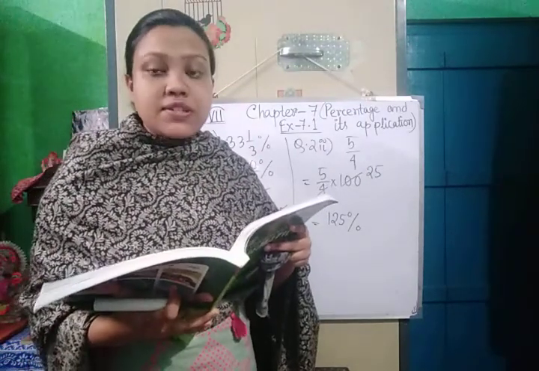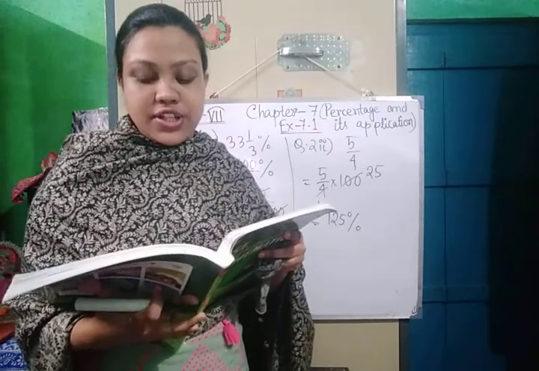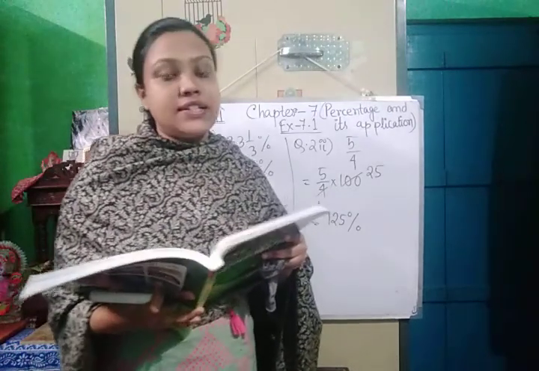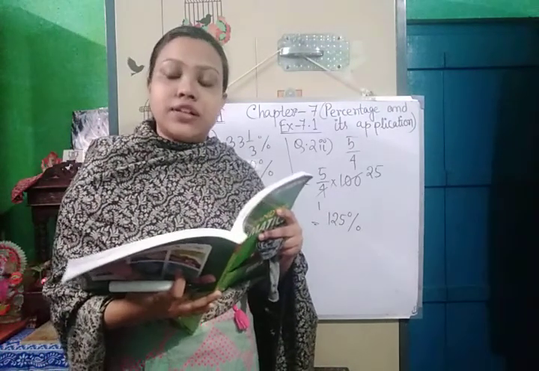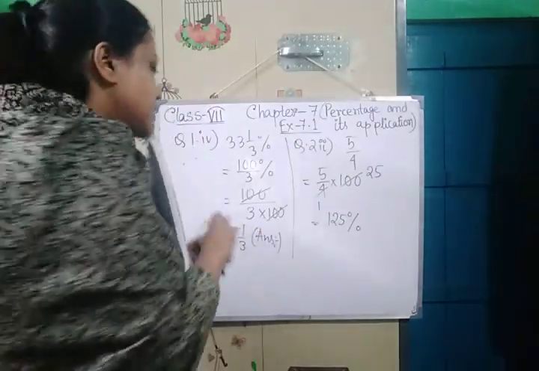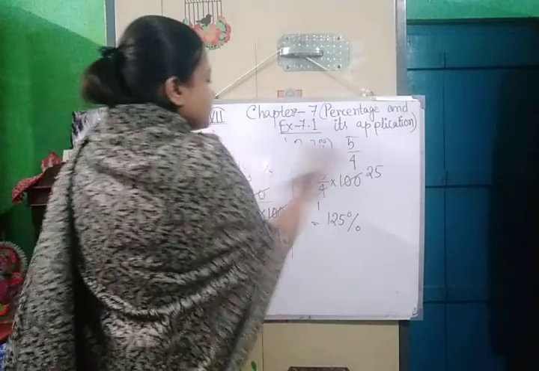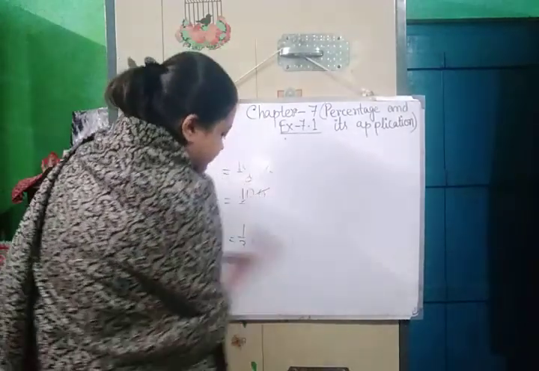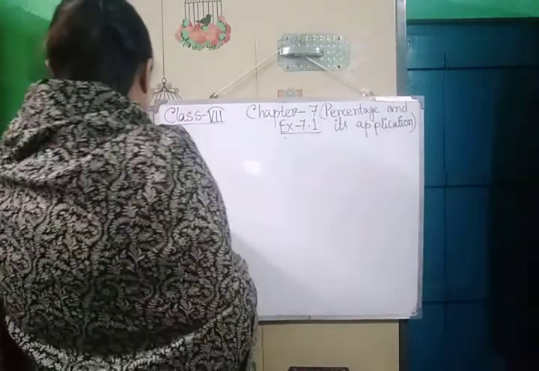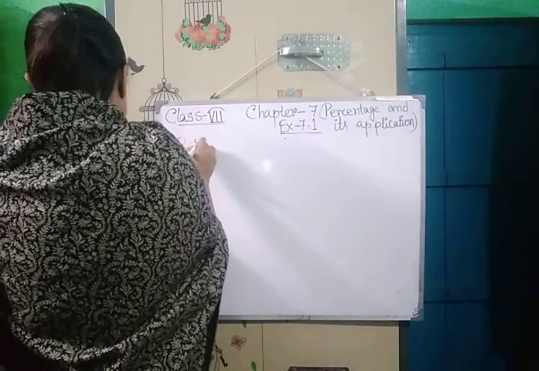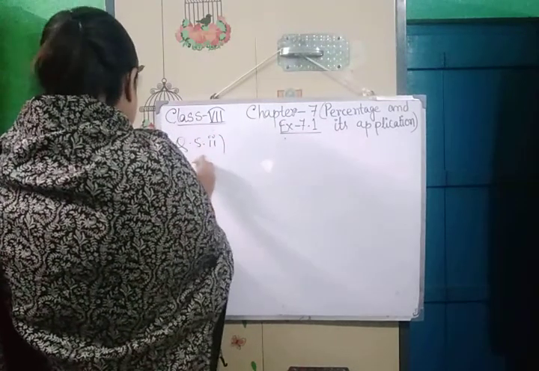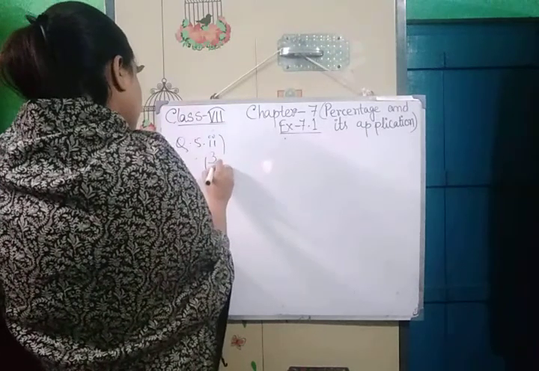Now question number 5 is convert the following percentages into ratios in simplest form. So here in question number 5, the percentages are given. You have to convert it to ratios, not into fraction. So what will we do? Same process. Question number 5, I am doing the second one, which is 1 whole 3 by 4%.